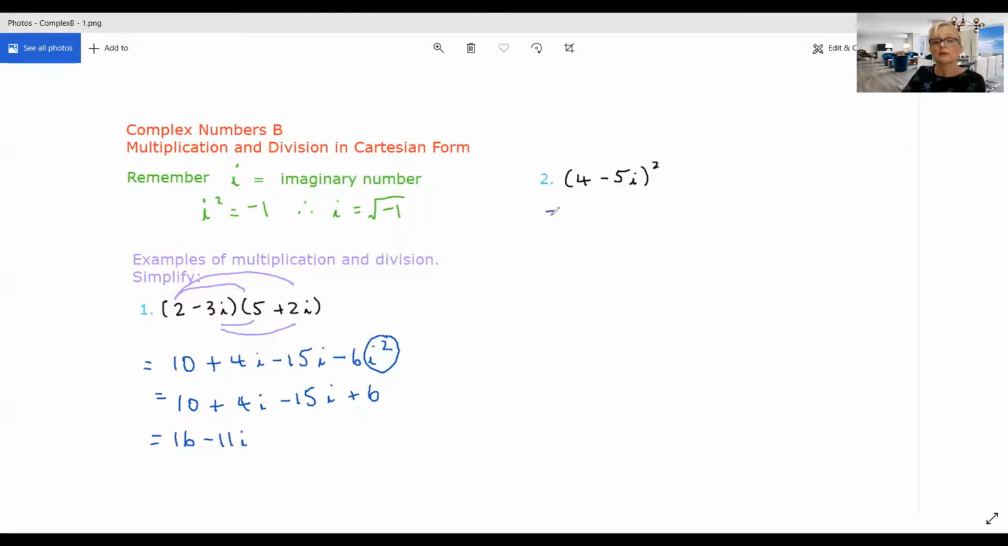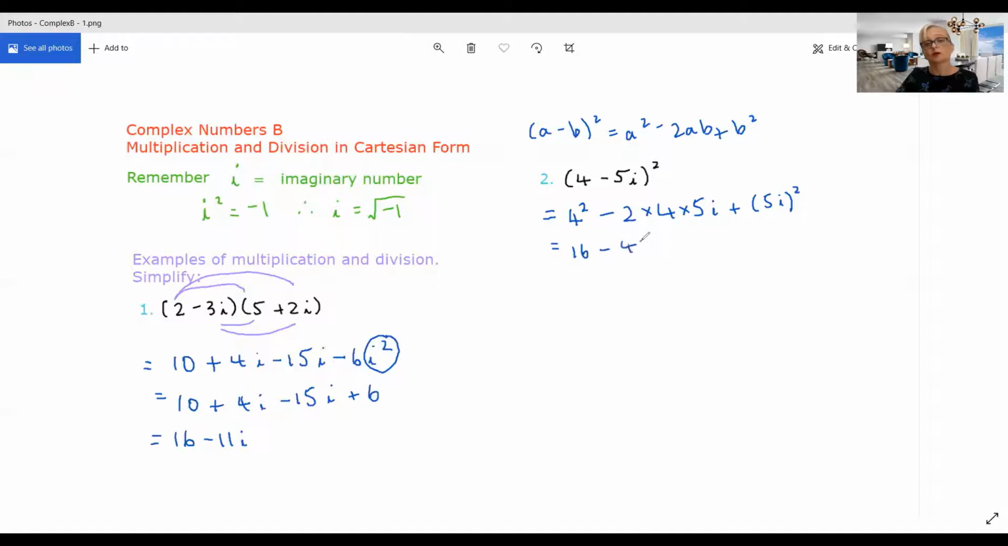All right, let's do another expansion again, just using our expansion techniques, but this one happens to be a perfect square, so let's use our rule for that. So we're going to get 4 squared minus 2 times 4 times 5i plus 5i all squared. Okay, that's just our a minus b all squared is a squared minus 2ab plus b squared. You should be fairly good at expanding that by now. Okay, 4 squared is 16. Minus 2 times 4 times 5i. 2 4s are 8 times 5 is 40, so minus 40i.